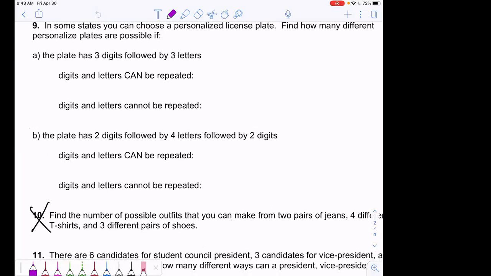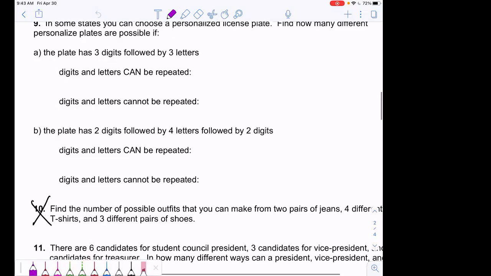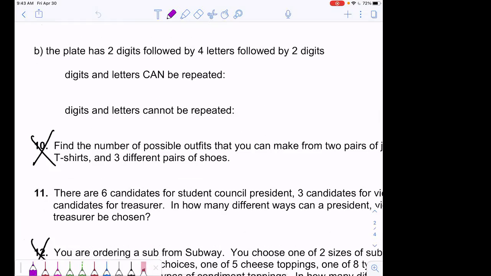So he has one. All right, so in some states, you can choose a personalized license plate. Find how many different personalized license plates are possible if they still have to go along with some restrictions. So in part B, it says the plate has 2 digits, 4 letters, and then 2 digits. The numbers and letters can be repeated, or the numbers and letters cannot be repeated.